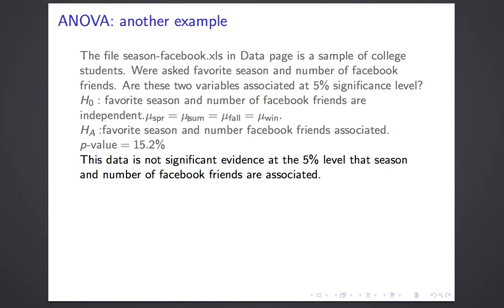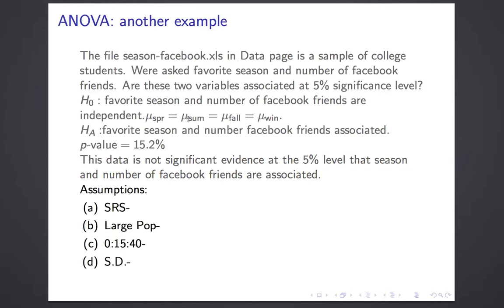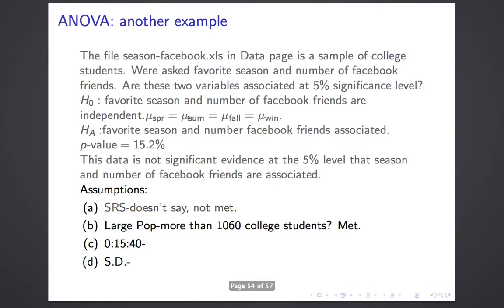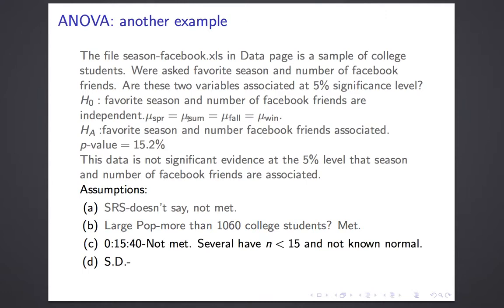Let's check the assumptions. Simple random sample? It doesn't say. All it says is it was a sample of college students. One sample. So that means all we need is that the population of college students is more than 20 times the total sample size. I guess that was 53. So we need 1,060 college students. That's easily met. 0, 15, 40 rule. We fail, right? Several of our samples had fewer than 15, maybe all of them.